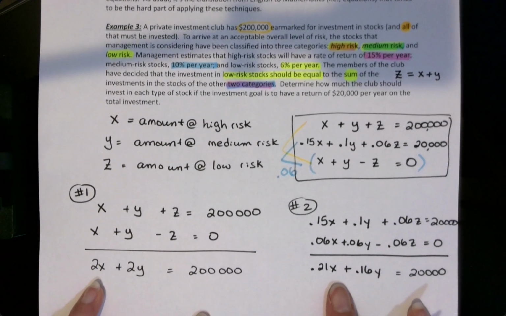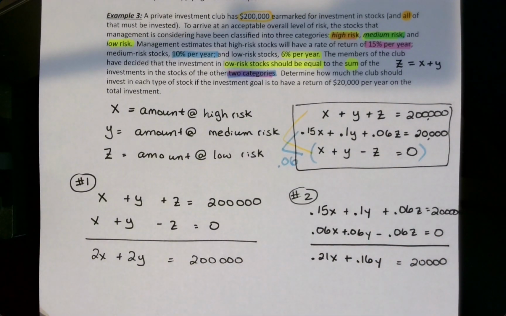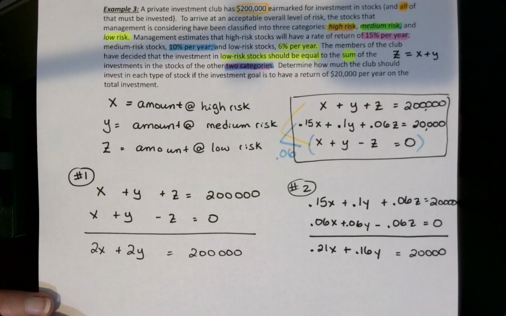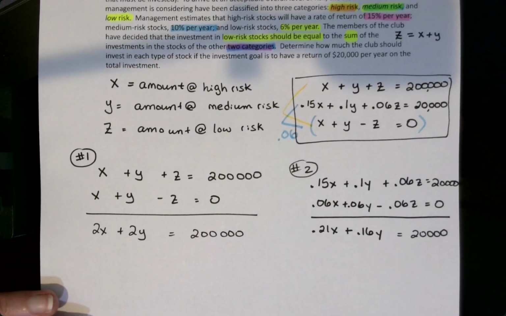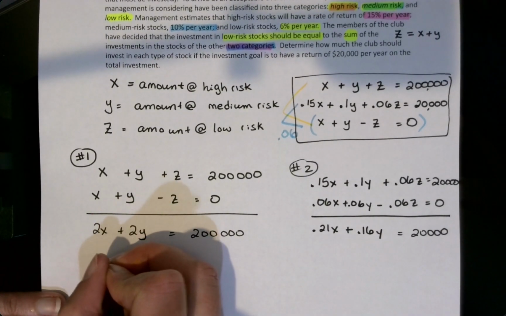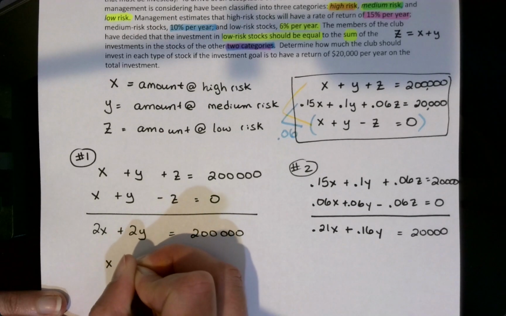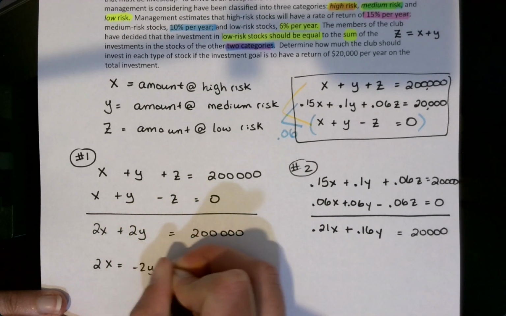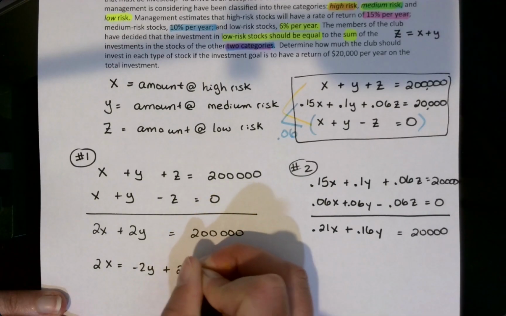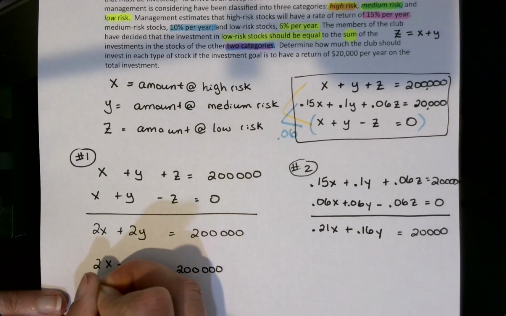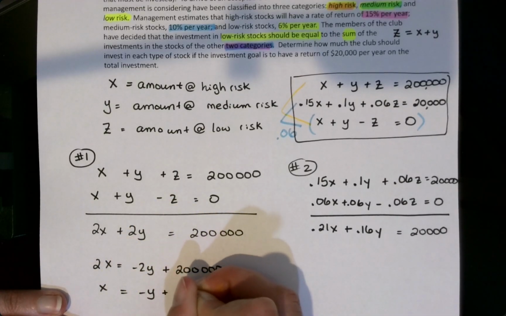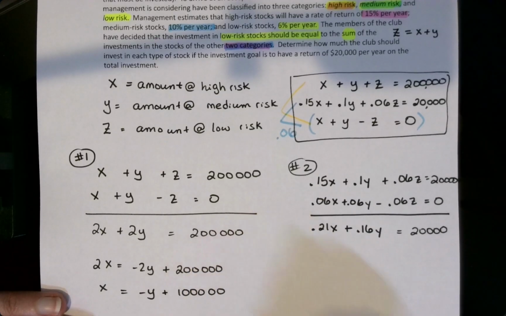We've got our two equations here. We need to solve this system. I'm going to go ahead and manipulate this equation right here to solve for x or y. I'm going to use substitution to solve this two-variable system. So let me solve for x. So x is equal to, well, I'll start with the 2x. 2x is equal to negative 2y plus 200,000. So x is equal to negative y plus 100,000.